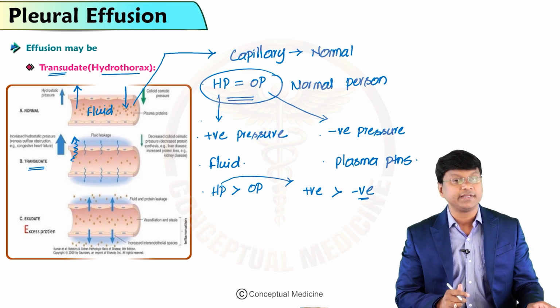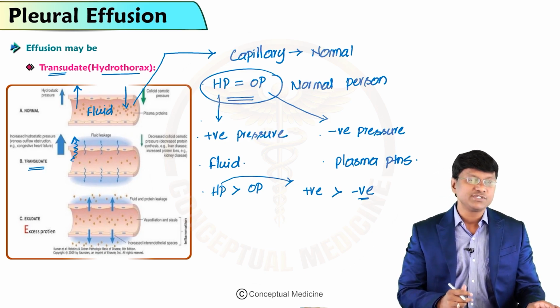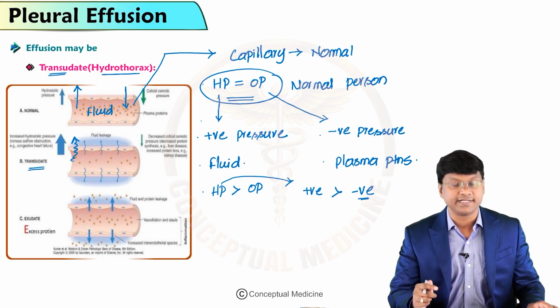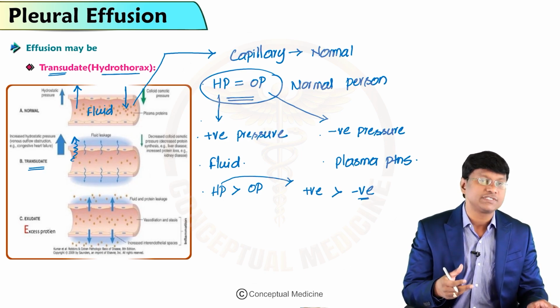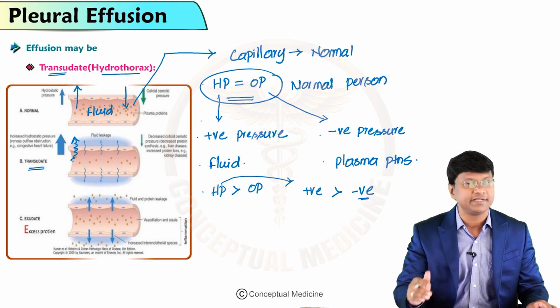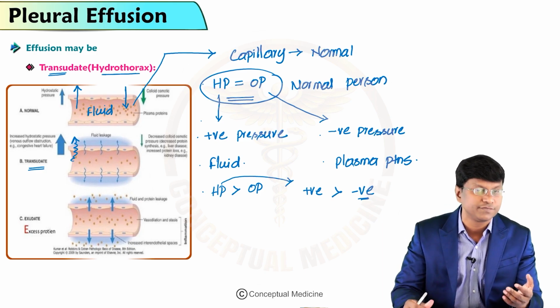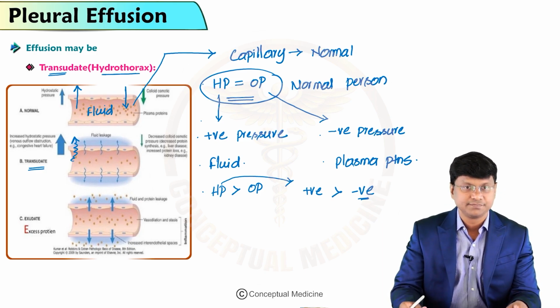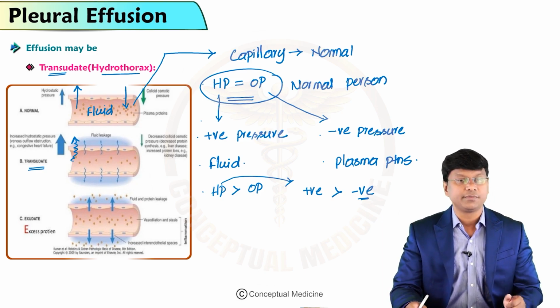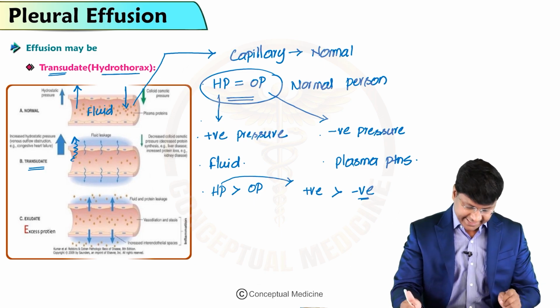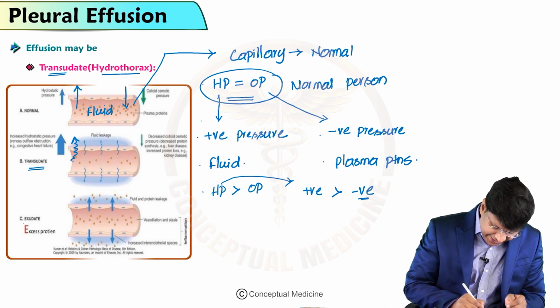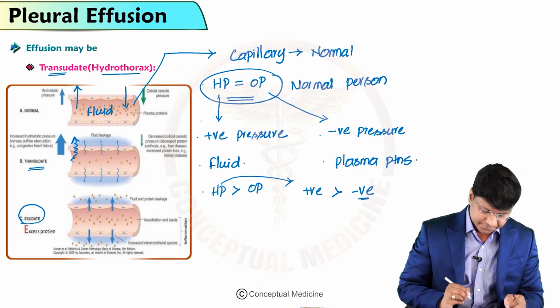Like for example, you take in case of congestive heart failure. What will happen to the hydrostatic pressure within the vessel? The hydrostatic pressure is more because of the excessive accumulation of the fluid in the pulmonary capillaries, and that will contribute to the development of your pleural effusion. That is in transudate. Whereas you take exudative type of pleural effusion.